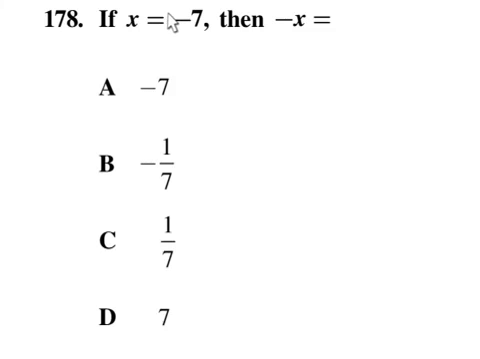All right. If x is -7, negative x means the opposite of x. So what's the opposite of -7? Well, if you have -7, the opposite of that would be +7. There's your answer.